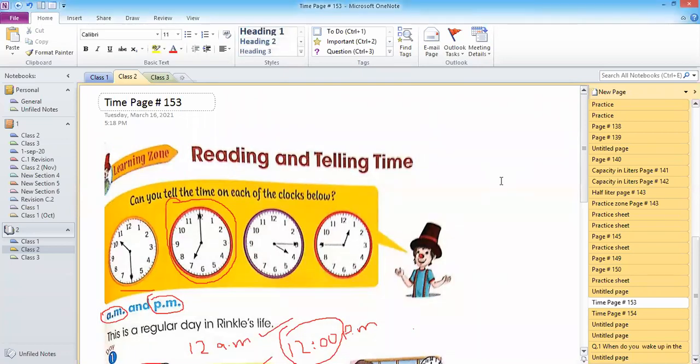Guys, we started reading the topic unit time, and we are studying about AM and PM, right? So I'll revise the concept and then we will continue practicing about AM and PM. So you know about the time, guys.